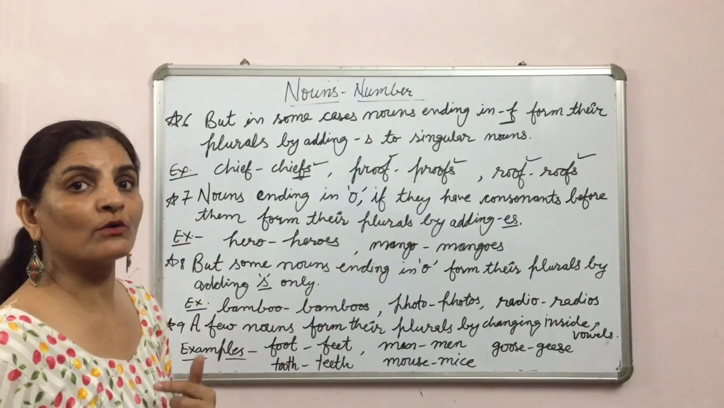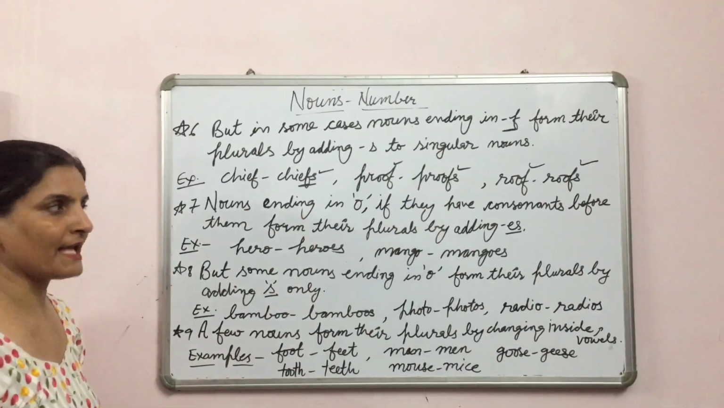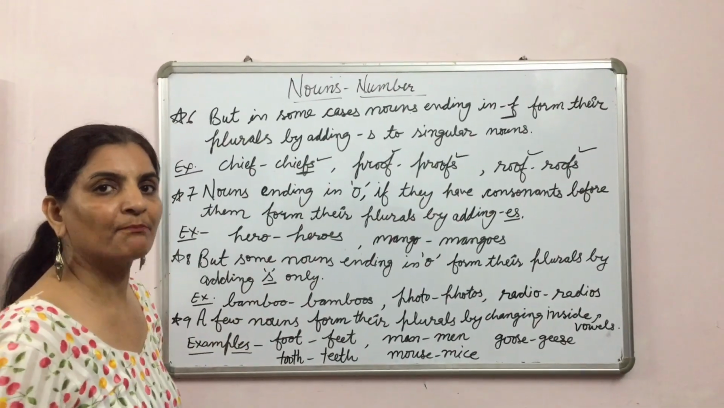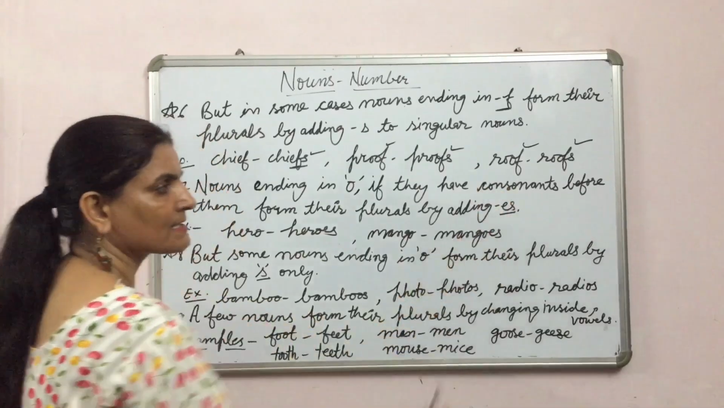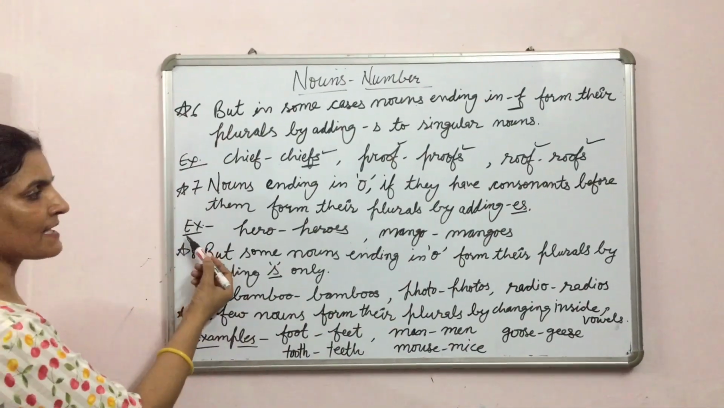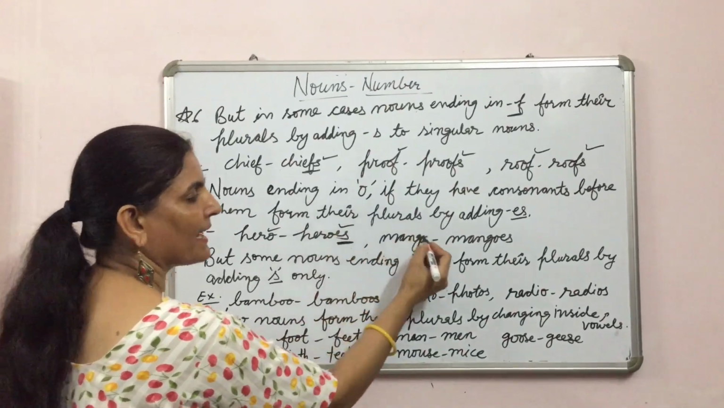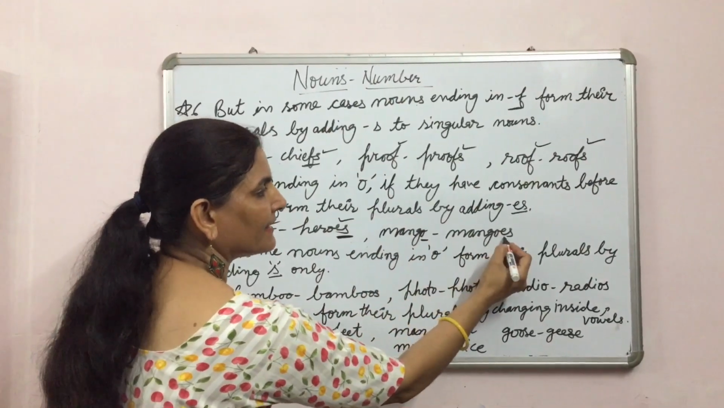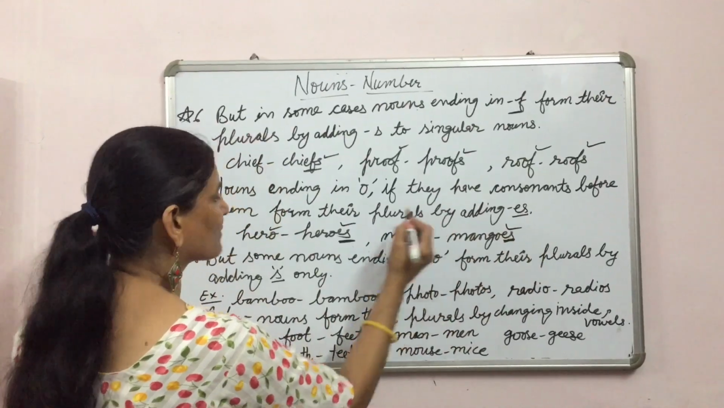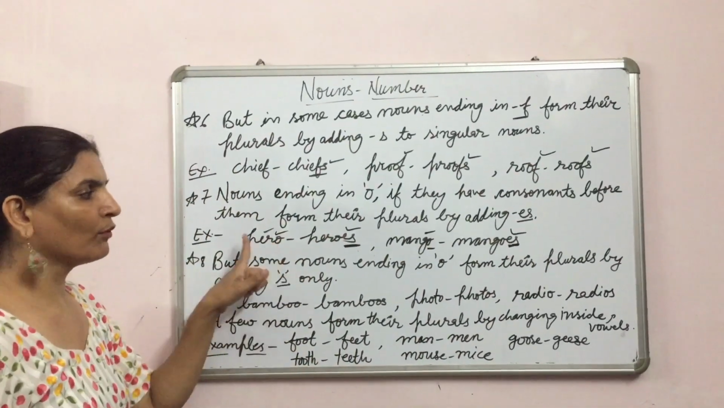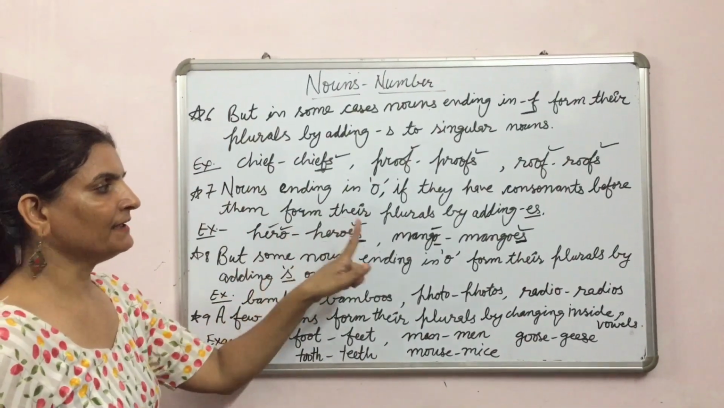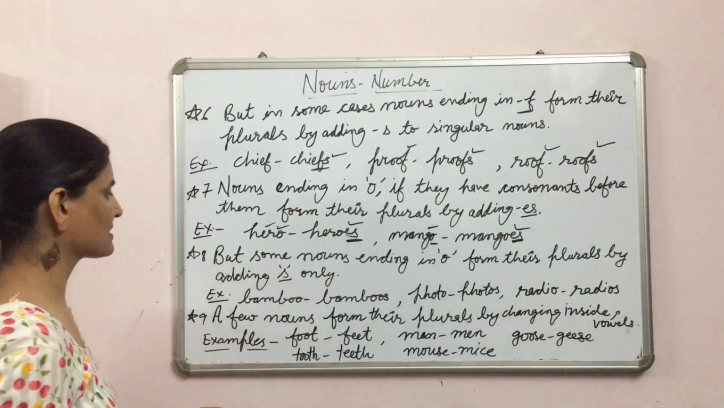Next is nouns ending in O. If they have consonants before them, form their plurals by adding ES at the end. For example, hero, O is there, heroes. Mango, O is there, then mangoes, and there is a consonant before O. So we have put ES here while making plurals.